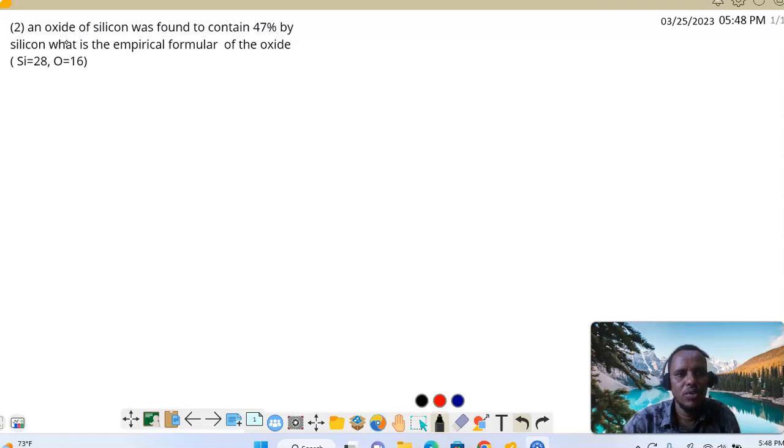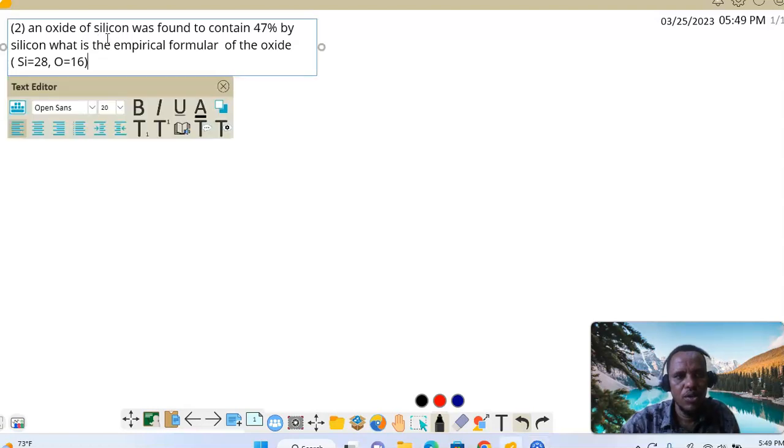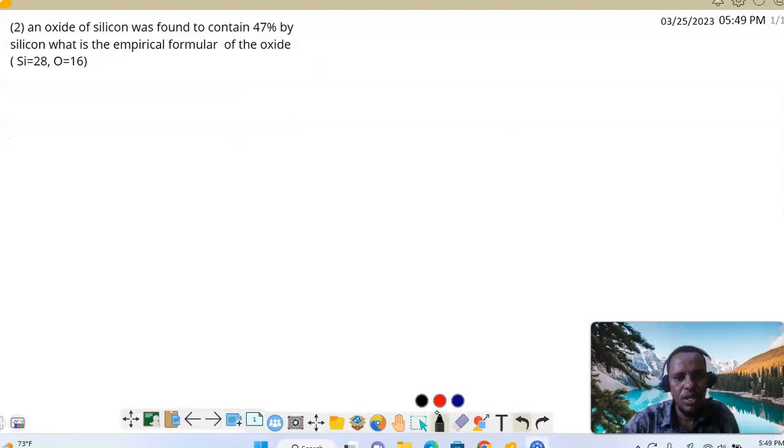An oxide of silicon was found to contain 47% by silicon. What is the empirical formula of the oxide?